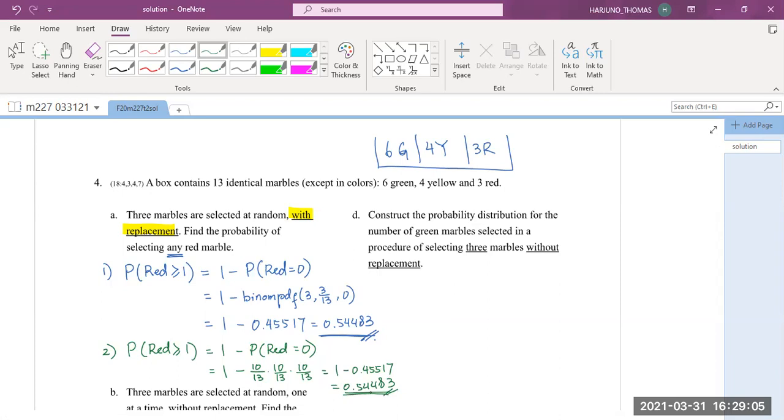Now the first method will be the best. If I ask you to find the probability of selecting 2 red marbles, then you can only use the binomial distribution in this case. But if I say what is the probability of selecting any red marbles, then that's basically asking, can you find the probability of no red and subtract that from 1?